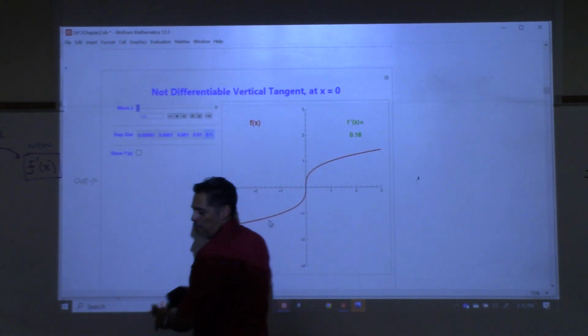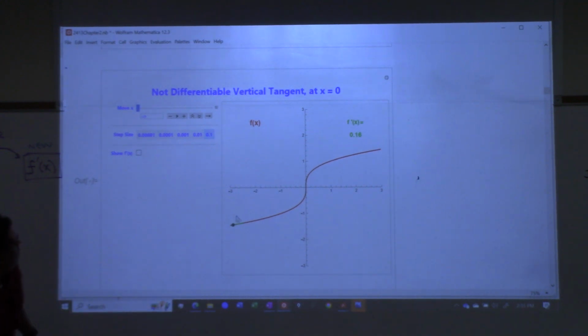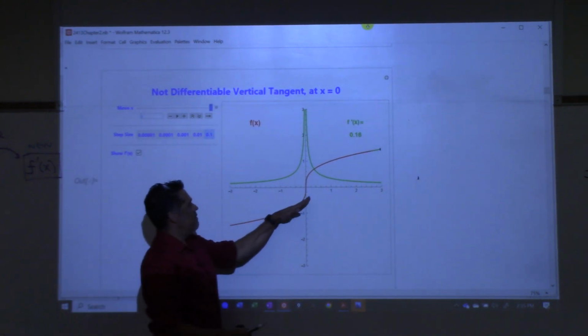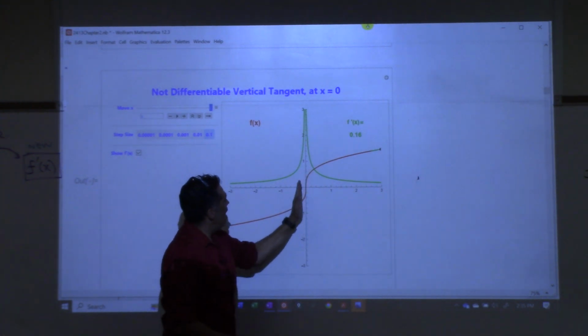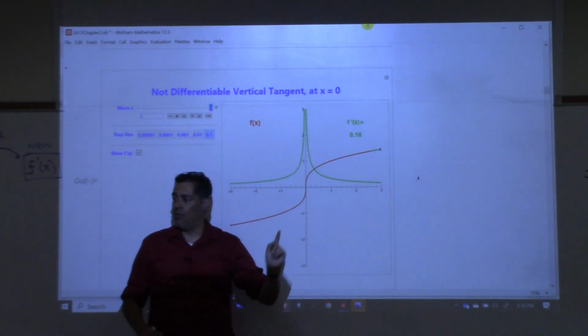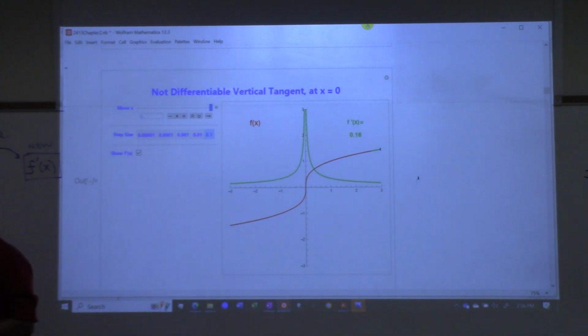I drew this on the board, right? We drew that graph, and then when we drew its derivative, it looked like this, right? That's what the derivative looked like because it was trying to become vertical. And so that was a vertical asymptote. So at 0, we fail to have a derivative.